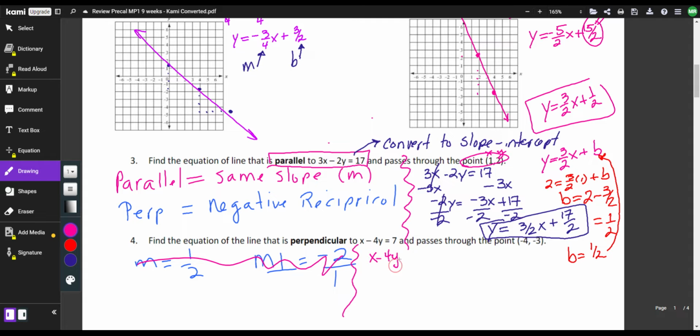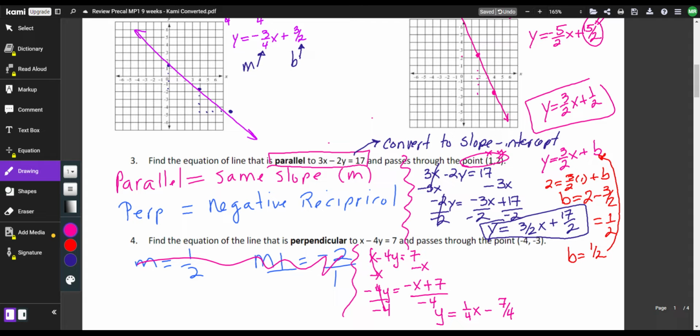x minus 4y equals 7. I want to get y by itself, so I can subtract x. Those cancel. I've got negative 4y equals negative x plus 7. Divide by negative 4. Then I've got y equals 1/4 x. So all I did was simplify this. And then I've still got this, so that's minus 7/4. Okay.